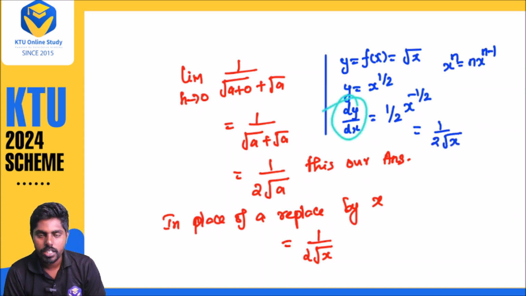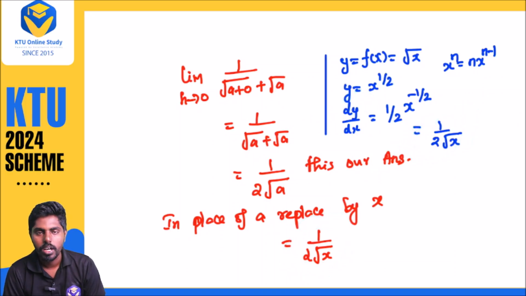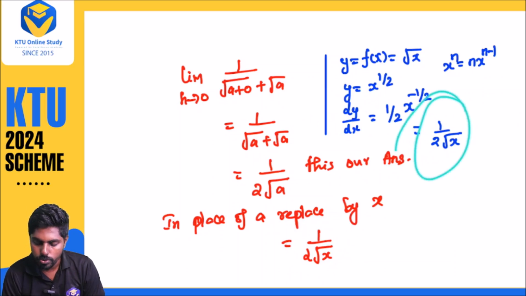Dy by dx, using the first principle also, you will be getting the same answer. If you observe very carefully here, both are the same answer. But if the question is asking to find the derivative and they are not at all mentioning using the first principle, it means you can use the derivative method.